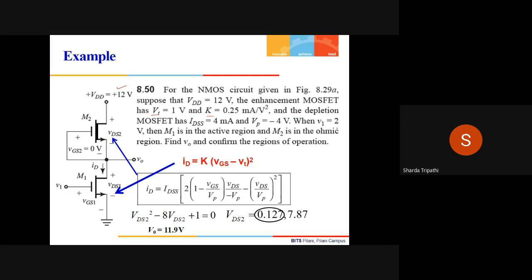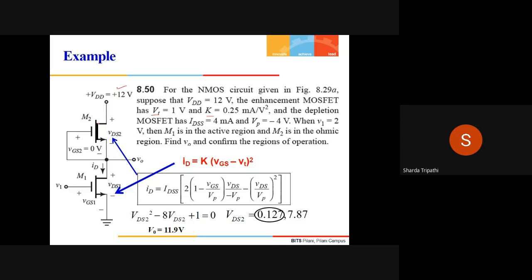Then they say that when V1 is equal to 2 volts, M1 is in the active region and M2 is in the ohmic region. So what we need to find? We need to find the value of V0, and also confirm the region of operation. First, let us identify which transistor is which one.